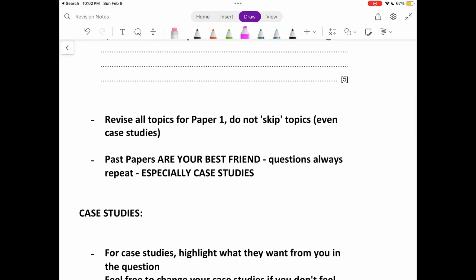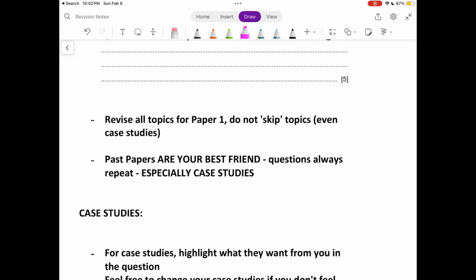Okay, my next tip is to revise all topics for paper 1 and do not skip topics, even case studies. The reason I find this problematic is because say, in the natural environment section B of your paper 1, you did not revise rivers because you didn't feel like it. Even though you get a choice of 2, you chose to not revise 1. So say one topic was rivers and the other was coasts that came up in the exam paper.